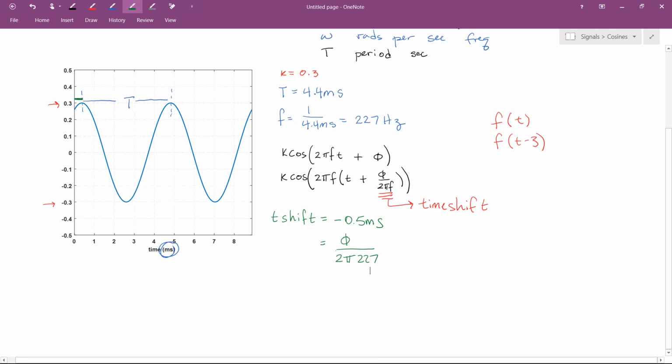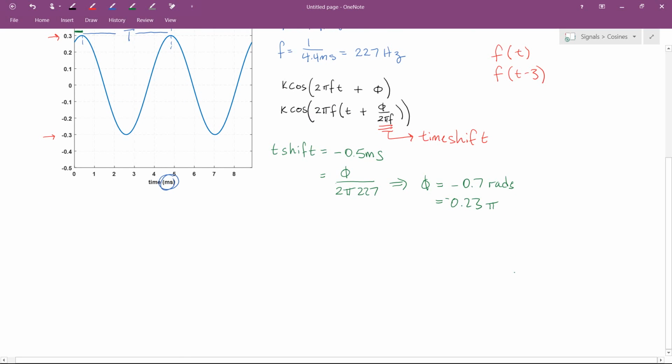So I go ahead and whip out my calculator and I get that phi equals minus 0.7 radians, which is about equal to minus 0.23 pi. Okay, and there's no rule that says you have to convert it into multiples of pi. It's just convenient sometimes. Now, a quick sanity check you can do to make sure that your answer makes sense.